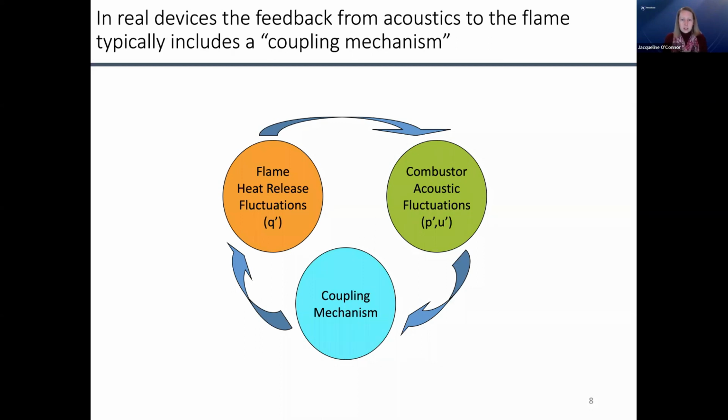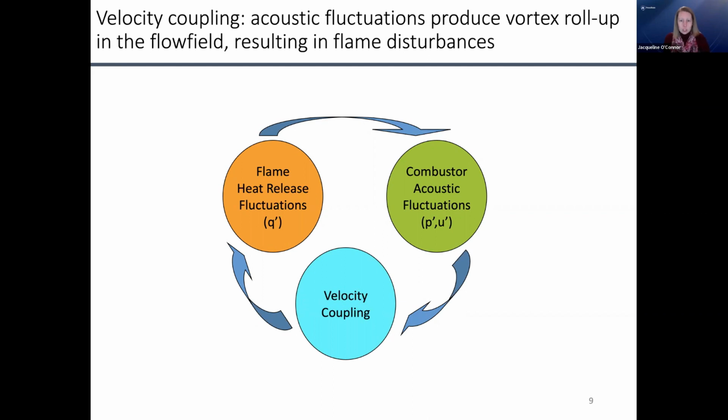In actual devices, the feedback loop isn't just the flame and the acoustics. There's typically also a coupling mechanism in the middle there. And so this is some other type of perturbation, typically in the flow, that is driven by the acoustics that then links the acoustics to the flame heat release rate oscillations. There are a bunch of different types of coupling mechanisms, but the one that we're going to focus on today, which is the focus of a lot of my research, is velocity coupling. So this is where the combustor acoustics drive some sort of velocity fluctuation in the flow field that then drives flame heat release rate oscillations.